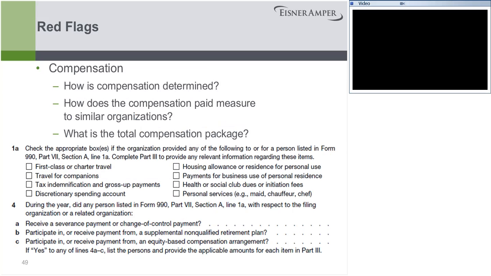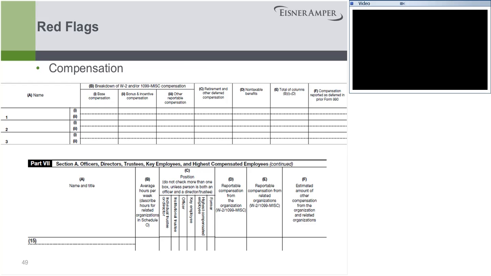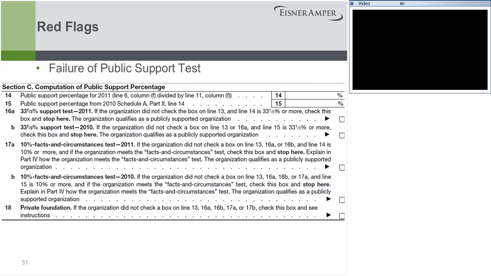Compensation. Again, hopefully organizations are being very honest when they complete this and really listing what benefits they give out, knowing that they have the chance to explain later on, yes, we give out this benefit and here's why.